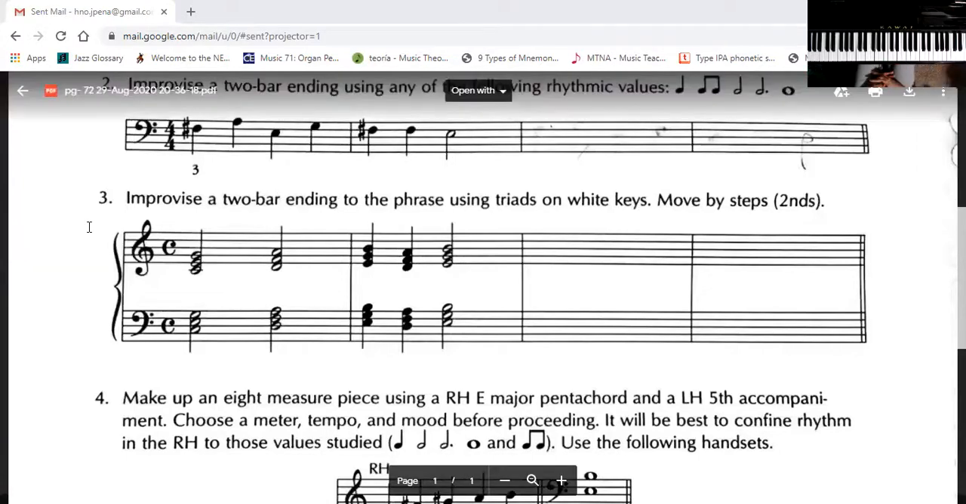Let's go ahead and take a look at number 3. Improvise a 2-bar ending to the phrase using triads only. And it says move by seconds. Okay, so let's go ahead and play this here. This one's a little bit more limited because it says you can only move by seconds. Okay, so let's go ahead and take a look.